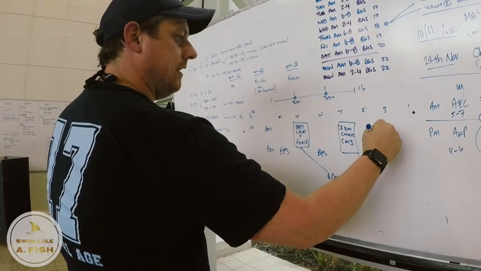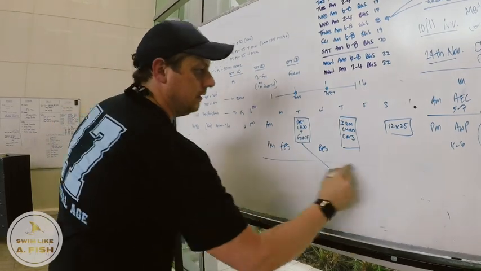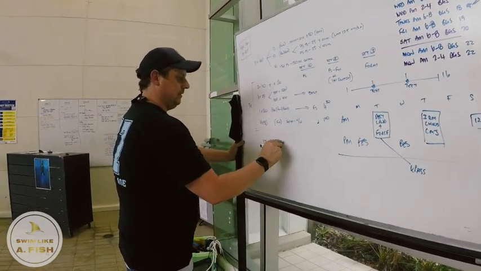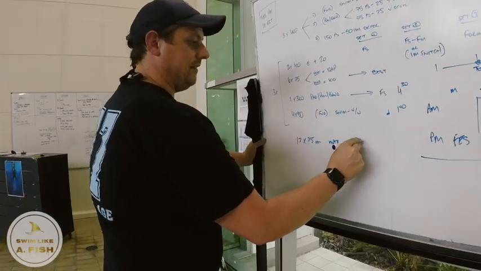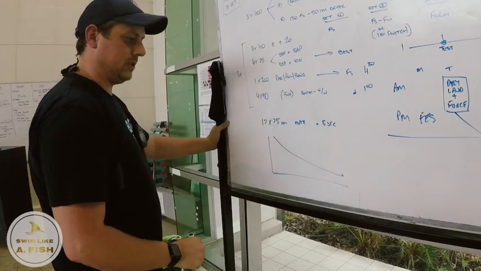This recovery again, and then this one will be 12 times 25. So 12 times 25 meters, full max on 5-second recovery. So you can imagine when you plot that, it looks like that.